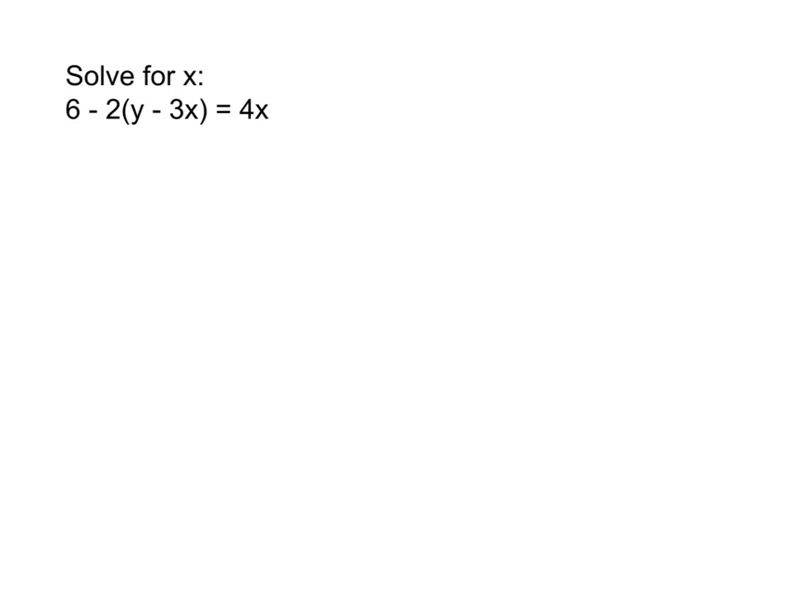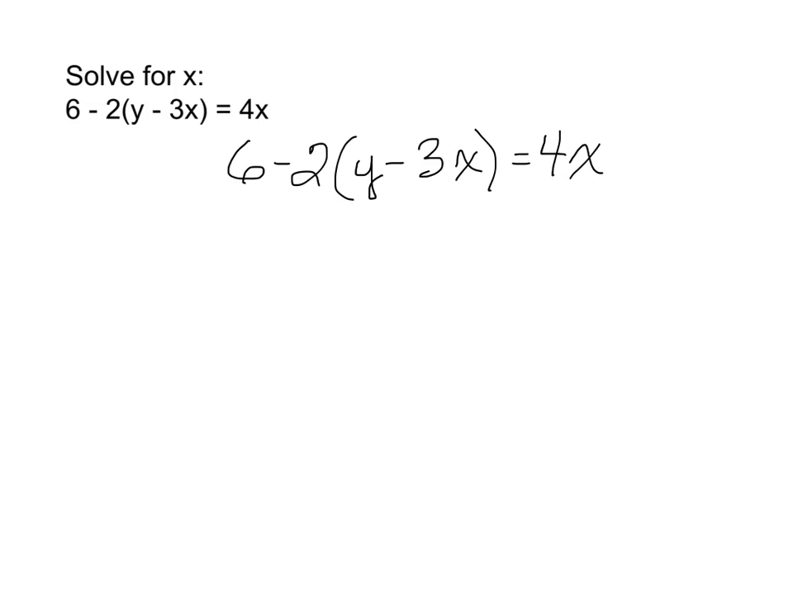In the second example, they're asking us to solve for x. If you notice in this equation, we have parentheses and a negative 2 directly outside of those parentheses. Therefore, we need to use the distributive property. I'm going to rewrite this equation just to give myself a little bit more room. We need to distribute a negative 2 to every term inside of the parentheses. When we do that, we get 6 minus 2y plus 6x is equal to 4x.